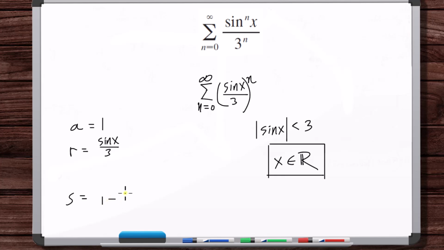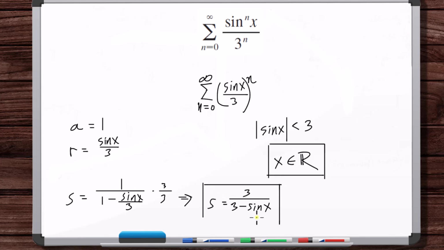All right, so the sum is 1 minus r, all right, so we multiply this by 3, okay. And there we go.